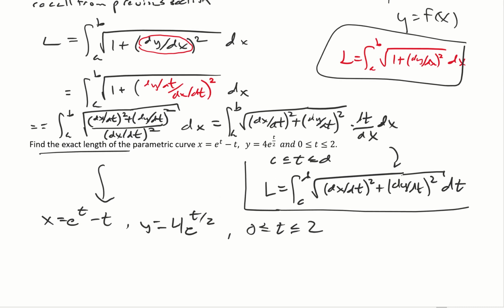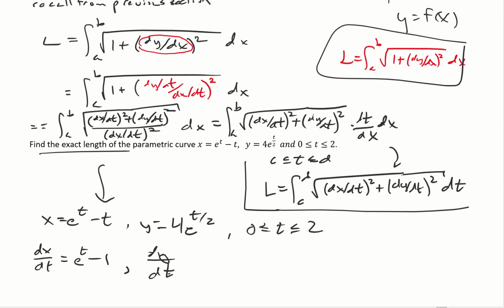Okay. All right. So what we need is dx dt. Did you notice that in the formula? And also dy dt. Okay, have at it. I'll wait for you. All right, so this guy is e to the t and then minus 1, isn't it?